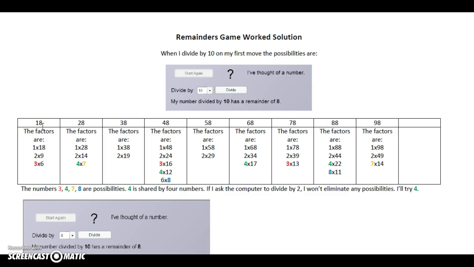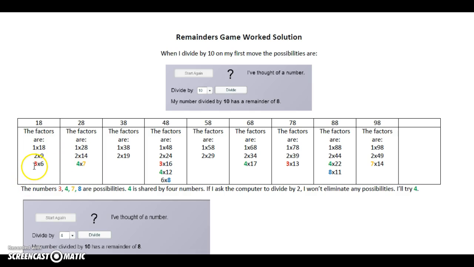Now, I need to think of what other numbers would be divisible and try to figure out what I should be dividing by. So what I did is I started to list the factors of 18, of 28, of 38, of 48, of 58, etc. Once I had all the factors listed, the next step was to look to see which factors these numbers have in common. And then I highlighted them.